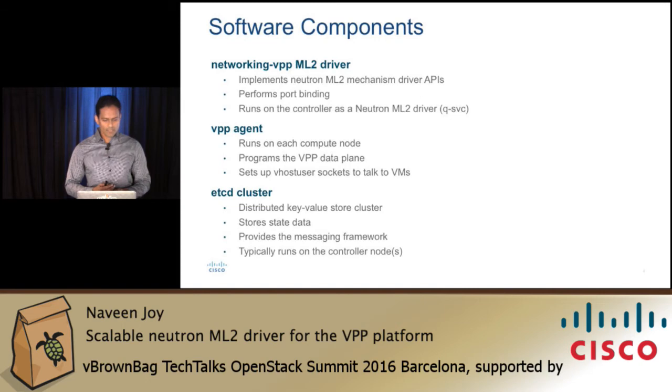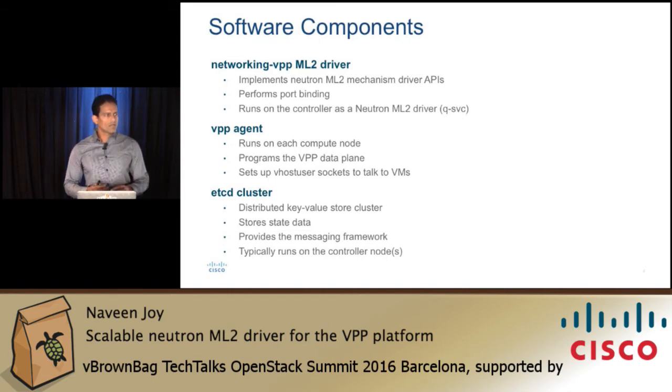Then the VPP agent. This is the program that runs on each compute node, and it programs the VPP data plane itself. So when you make a Neutron call to create a port or do anything with that, the VPP agent receives the call, and it actually talks to VPP using its Python APIs and sets up the vhost-user sockets, etc., to talk to the VMs.